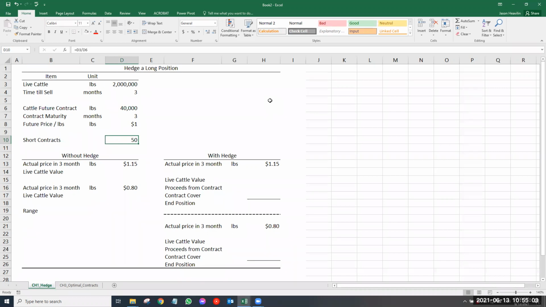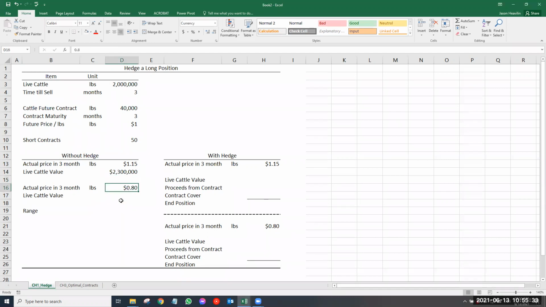All right, so let's see what happens if the farmer does not hedge. Let's say the actual price in 3 months goes to $1.15 a pound. So the live cattle value would be the $1.15 times the 2 million pounds. So the farmer can benefit with $2,300,000.